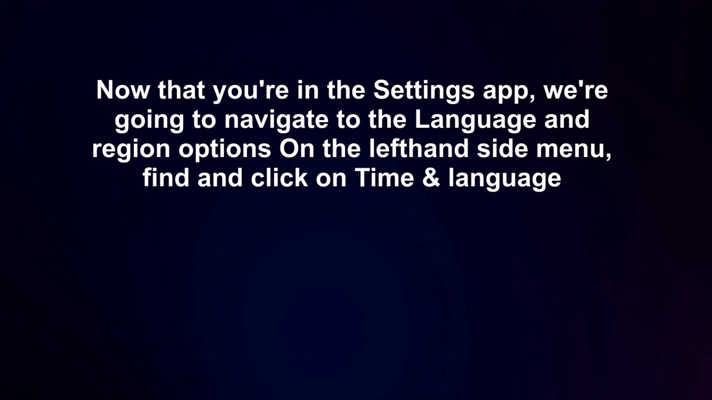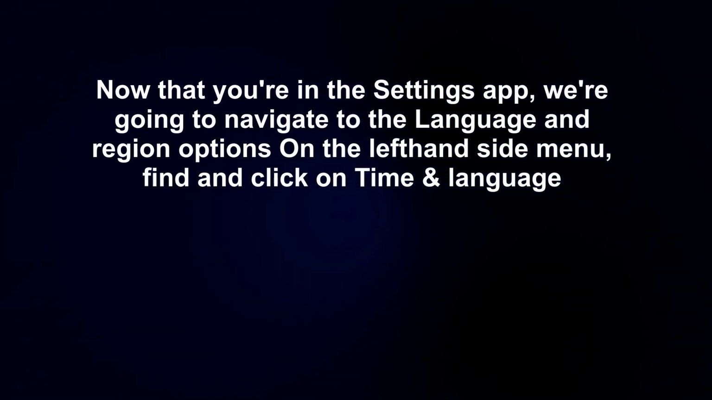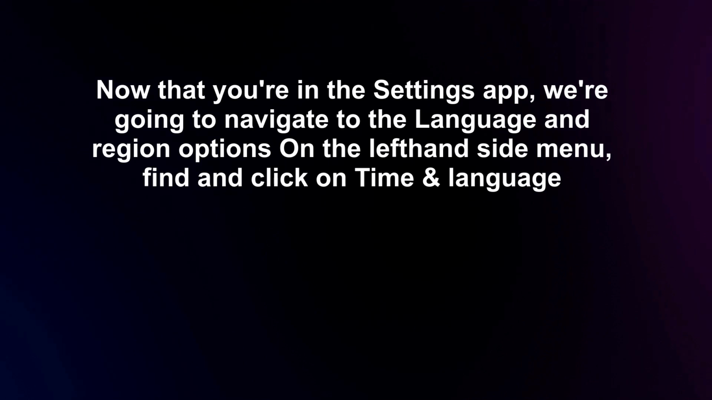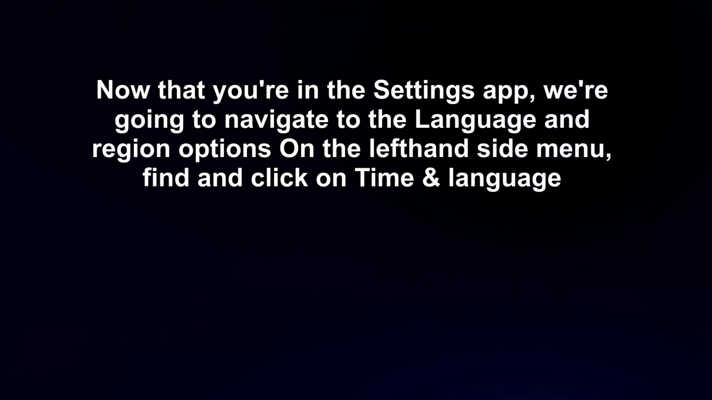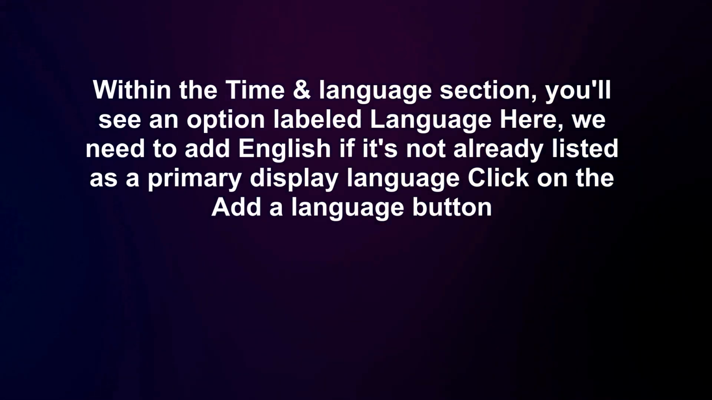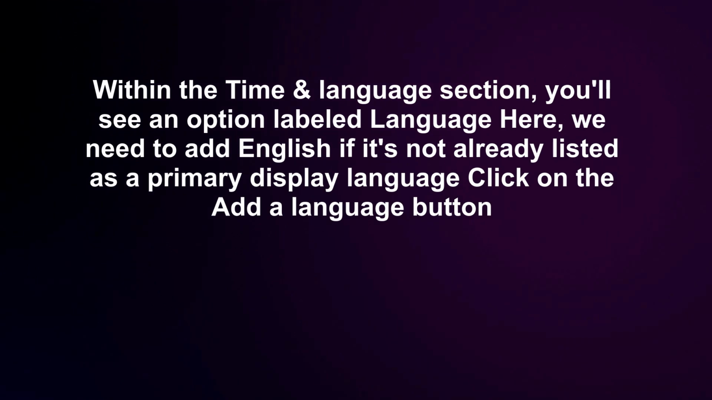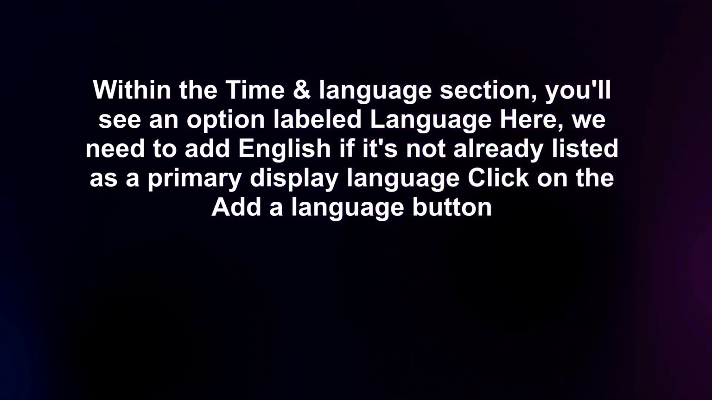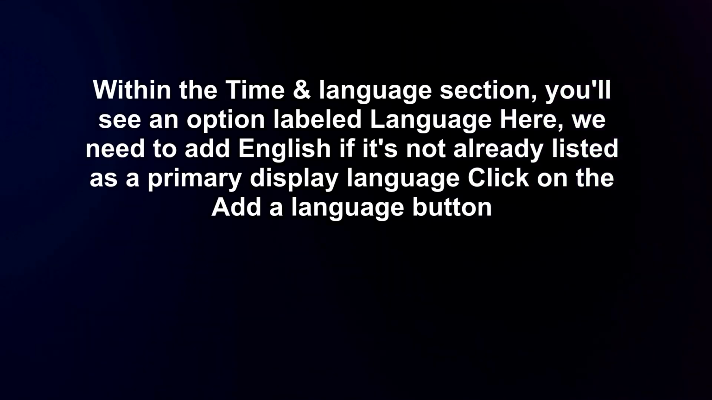Now that you're in the Settings app, we're going to navigate to the Language and Region options on the left-hand side menu. Find and click on Time and Language. Within the Time and Language section, you'll see an option labeled Language here. We need to add English if it's not already listed as a primary display language. Click on the Add a Language button.